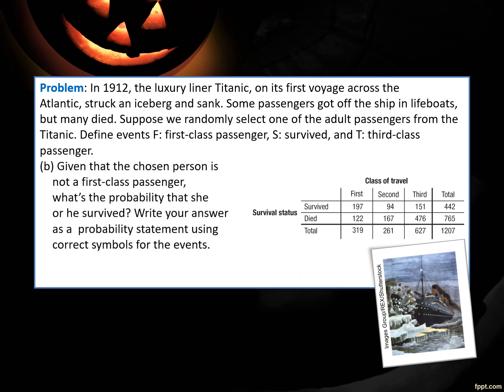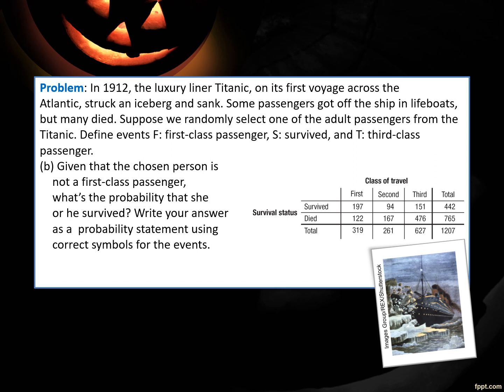Given that the chosen passenger is not a first-class passenger, what's the probability that he or she survived? Write your answer as a probability statement using correct symbols for the events. To come up with the symbols, I first have to go back to what the events were. I have three events: first class passenger, survived, and third class passenger. This says, given that the chosen person is not a first class passenger, so that means they could be second or third.